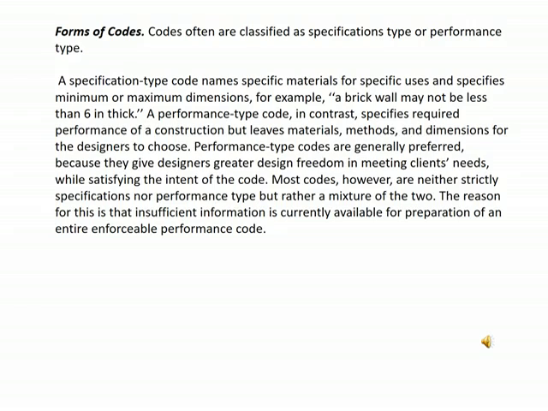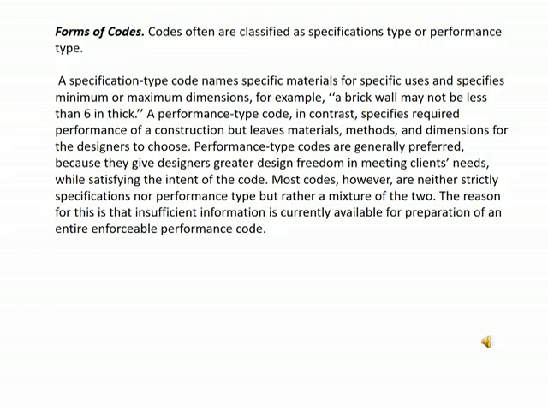So the performance type means the designer can choose any material so long as it meets the appropriate standard. The performance type codes are generally preferred because they give the designer greater design freedom in meeting the client's needs. Therefore, the performance code gives the most freedom to the designer so that they can use alternative materials to meet the appropriate standard.